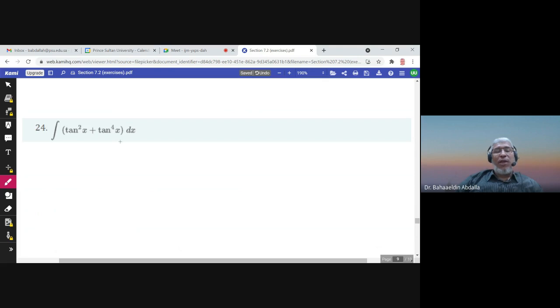Tan square plus tan to the power 4. What to do with that? Let me take tan square as a common factor. Isn't it? It's a common factor. Let us see what would happen. I will have 1 plus tan square.